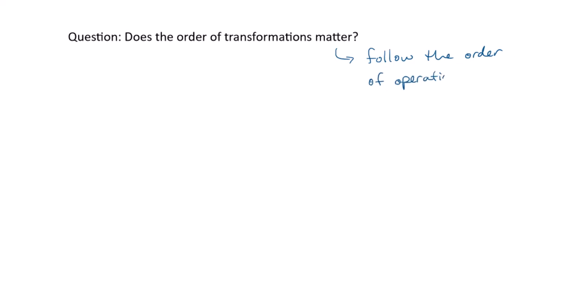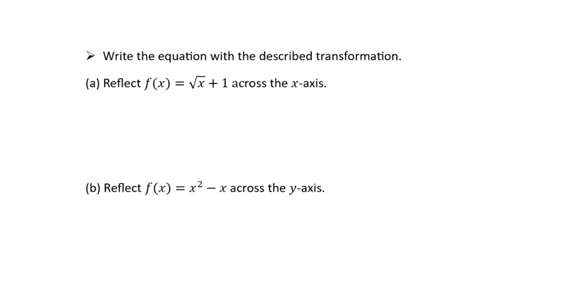In other words, take care of things that are in your grouping symbol first, then exponents, multiplication and division, addition and subtraction types of operations in that order. And then you'll be sure that you're not going to have any issues. In this example, we're going to write this equation with a described transformation. Now this is a function that's already had a transformation. It's not just the plain parent function that we started with.